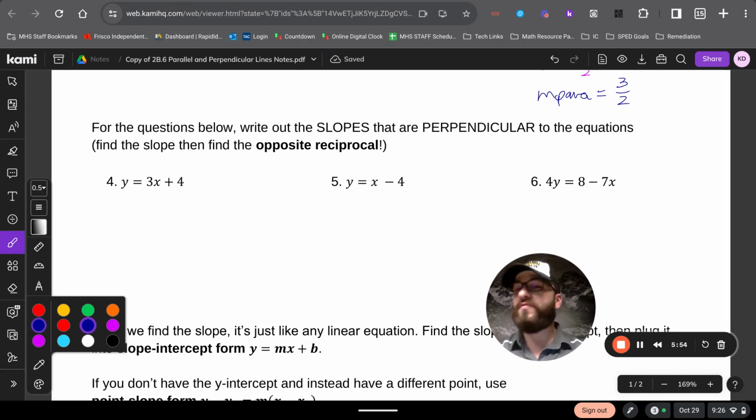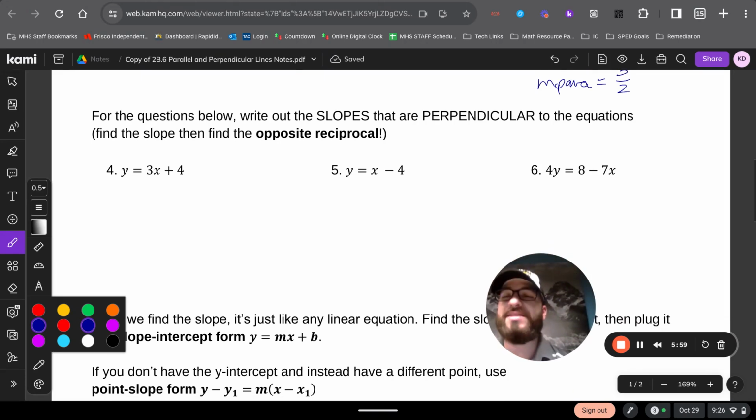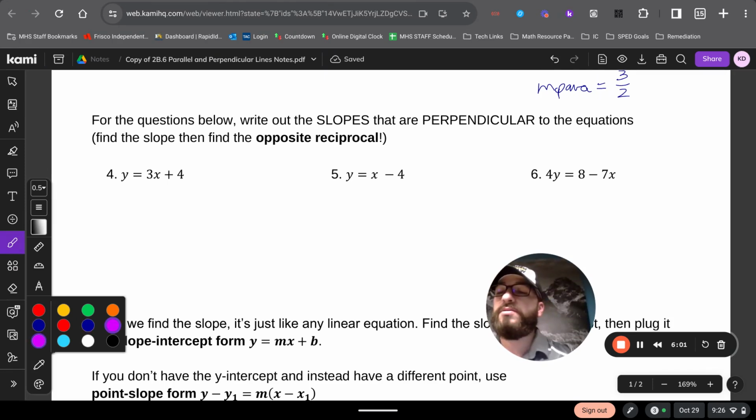Okay, so first and foremost, before we can get to perpendicular slope, we have to find the slope to begin with. So we have y is equal to 3x plus 4. So once again, this is in slope-intercept because y is by itself, and our x is over on the other side. That number in front of x is our slope, so our original slope is 3.